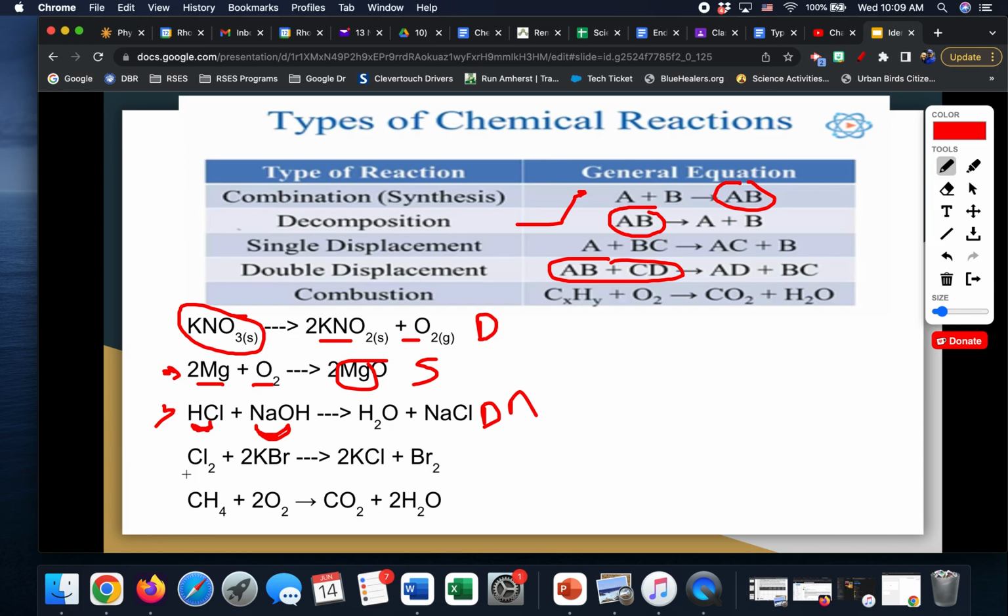Number 4 down here, I start with 1 element by itself and a compound. 1 element, 1 combined compound, so that's going to be single replacement. And remember, for combustion, we said we must start with oxygen and we must make carbon dioxide and water. So that would be combustion. Every problem you get for the rest of the year, you'll just identify just like that and you should be good.